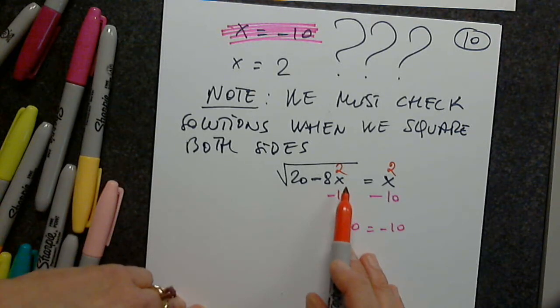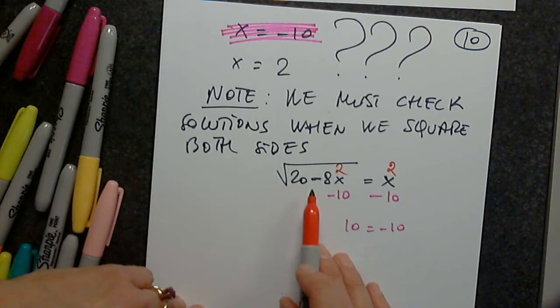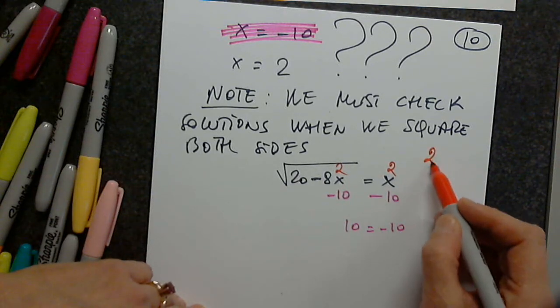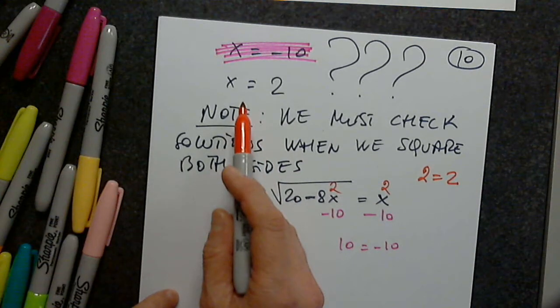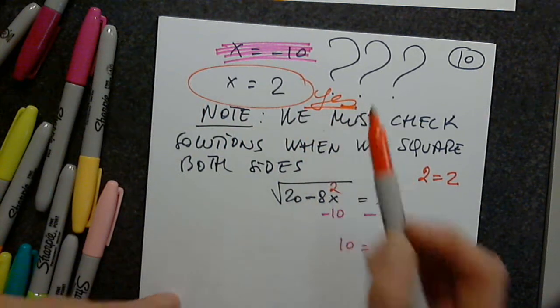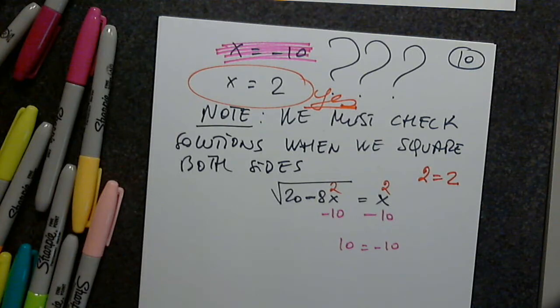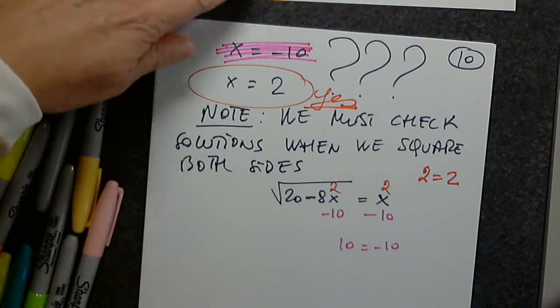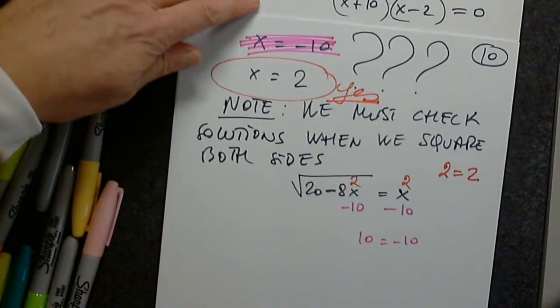20 minus 16. The square root of 4. The left-hand side is 2, the right-hand side is 2. Would you accept x equals 2 as the solution? Wait, can you go through that process again, when you plug in 2?